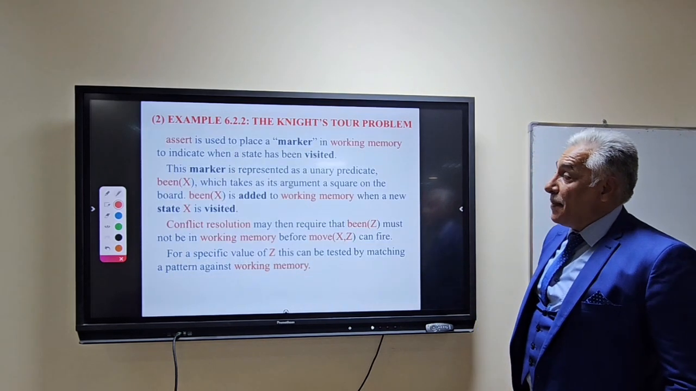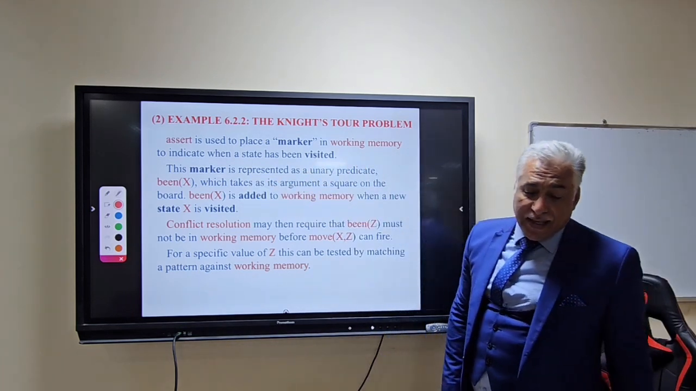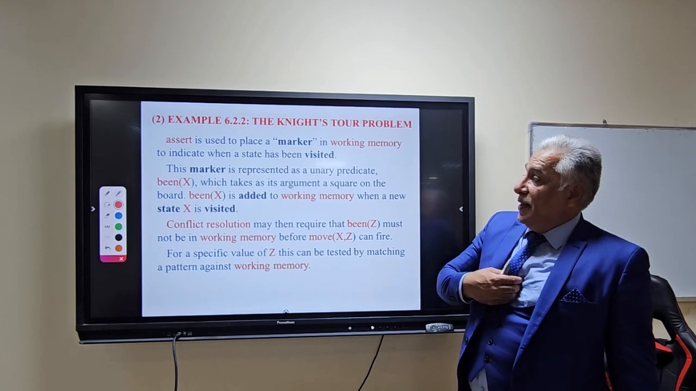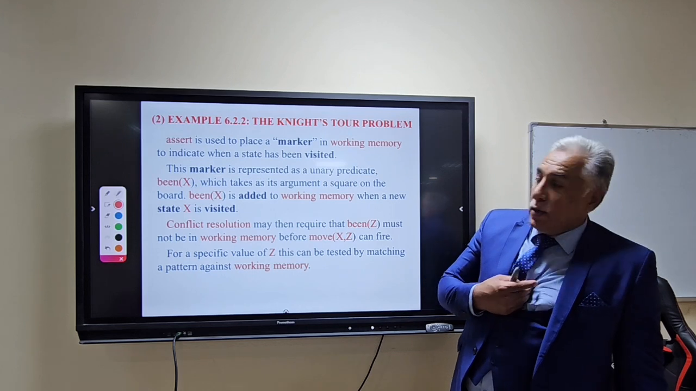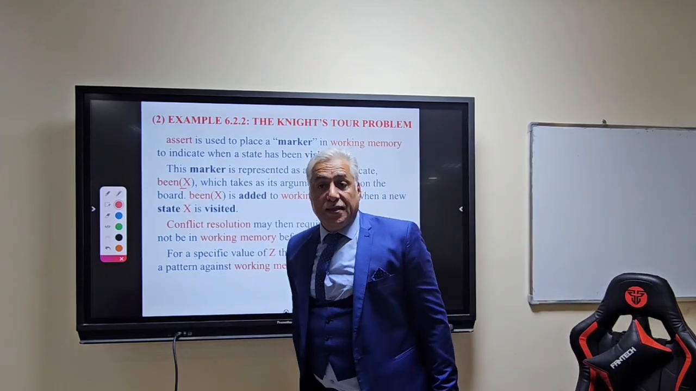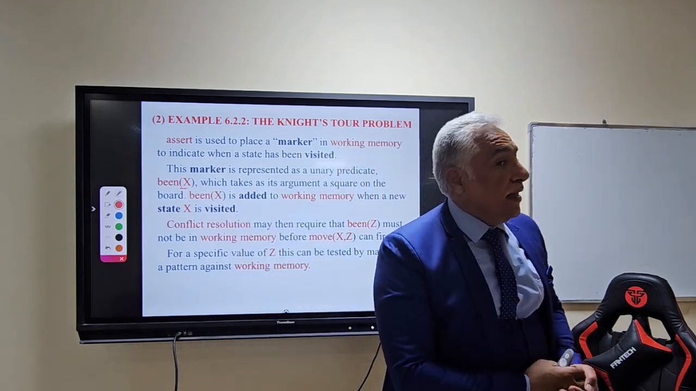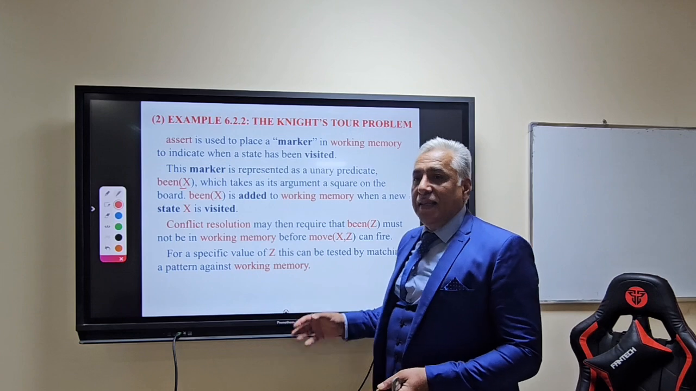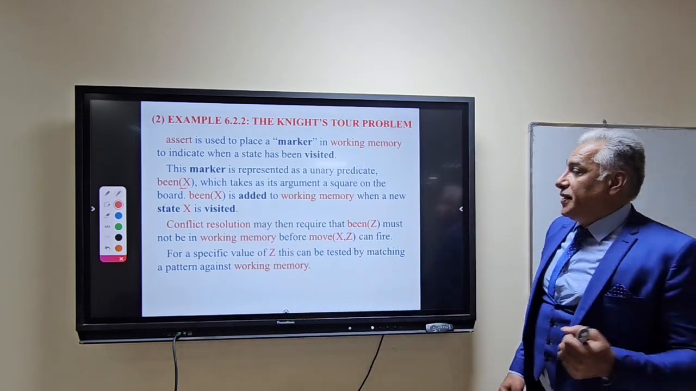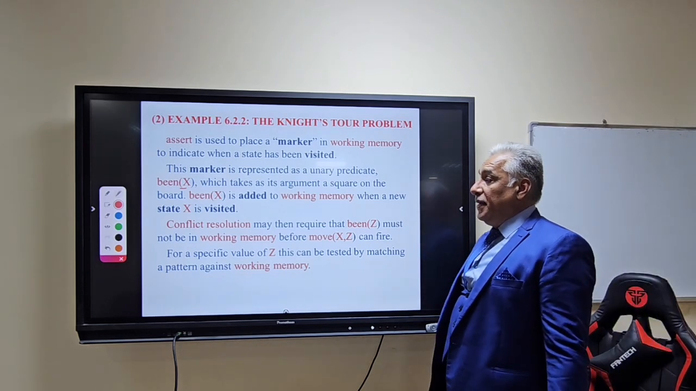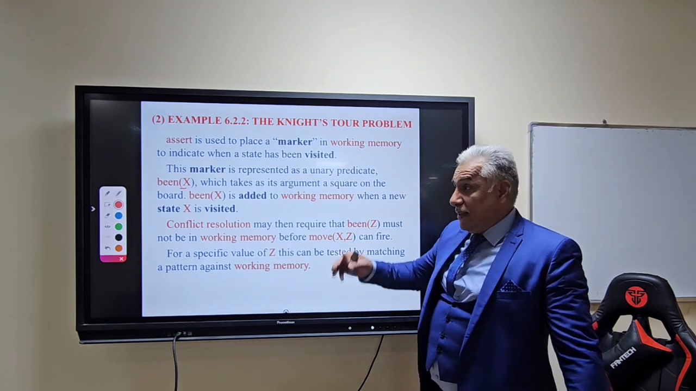Assert is used to place a marker in working memory to indicate when a state has been visited. This marker is represented as a unary predicate called pin X. Pin X records that this node was visited at a previous time, and it takes as its argument a square on the board. Pin X is added to working memory when the new state X is visited.